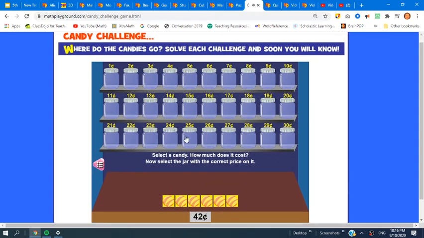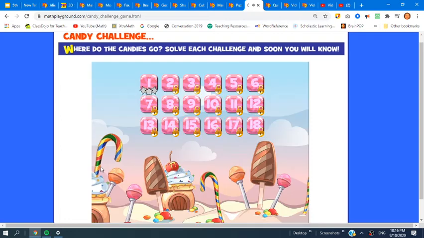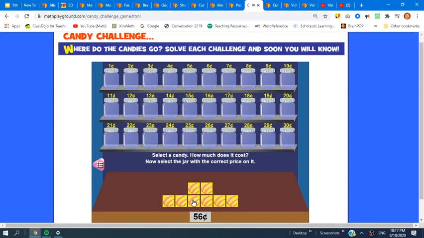Not really sure how to play this, actually. Now select the jar with the correct price on it. Well, that's confusing. I don't know how to play. 56 cents. Select a candy. I don't know how to play, boys and girls. I can't figure it out. That's okay. Let's try the next one.